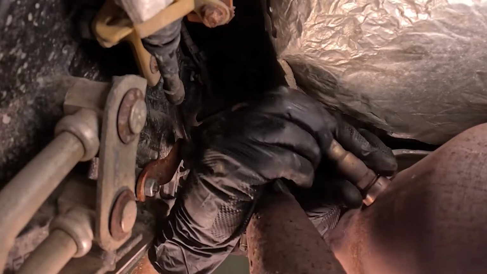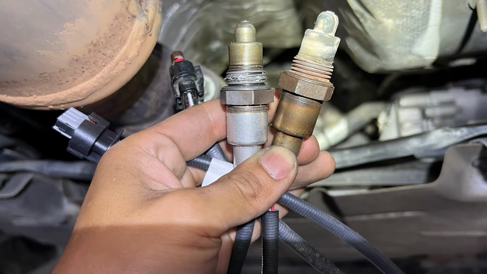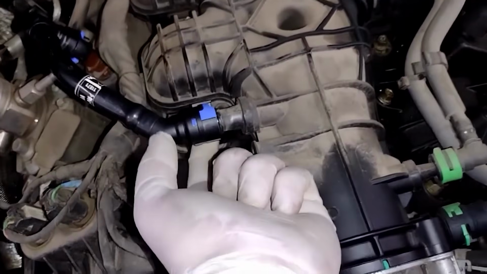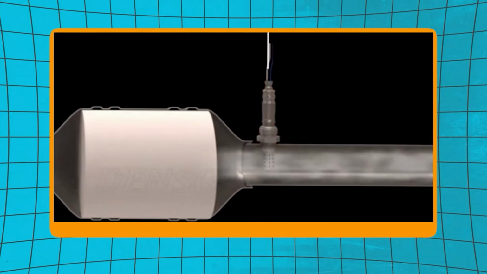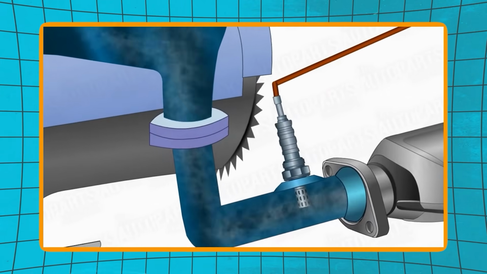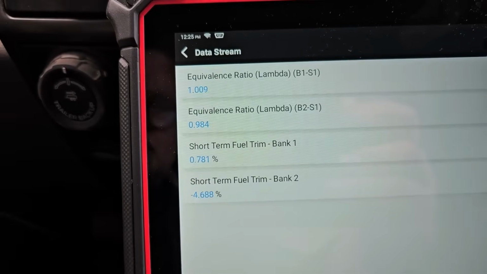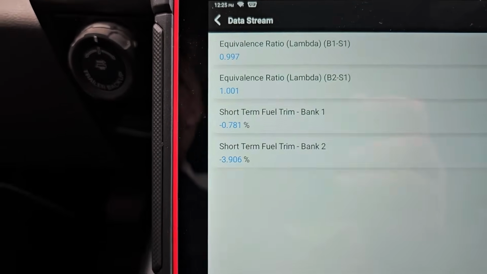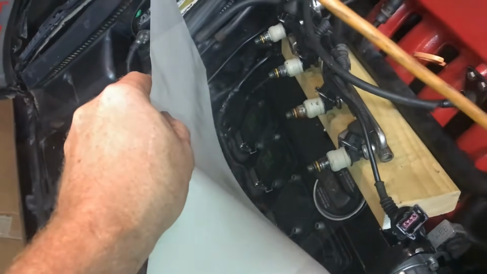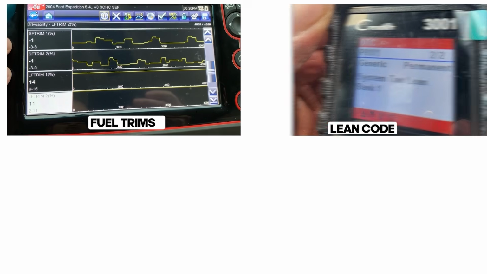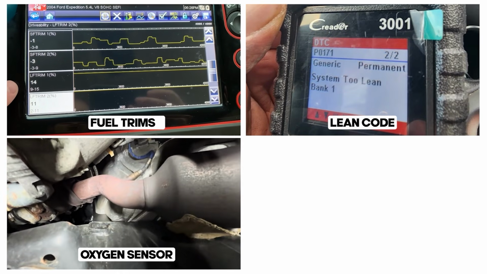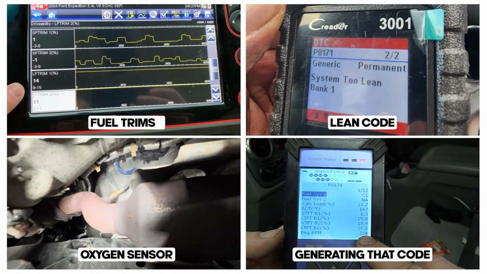This is the one shops replace first, more than any other sensor on this list, and it's the one that produces the most unnecessary parts spending on Ford trucks year after year. Oxygen sensors sit in the exhaust stream and measure how much oxygen remains in the exhaust gas after combustion. The engine computer uses that data to continuously fine-tune fuel trims, adjusting how much fuel gets injected to keep combustion as efficient as possible. When fuel trims look wrong or a lean code appears, the oxygen sensor data is directly involved in generating that code.